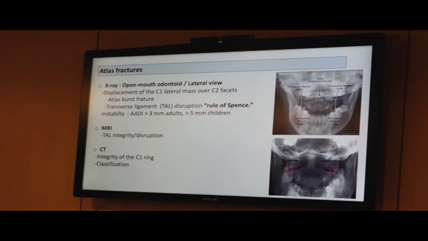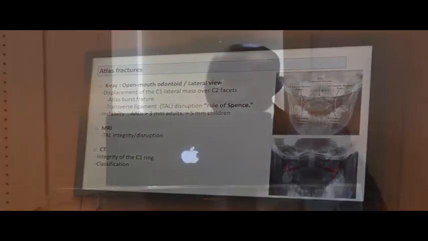MRI is a more sensitive indicator of transverse ligament integrity or disruption than the rule of Spence. CT is always necessary to evaluate the integrity of the atlas ring and to classify fractures between stable and unstable burst fracture.